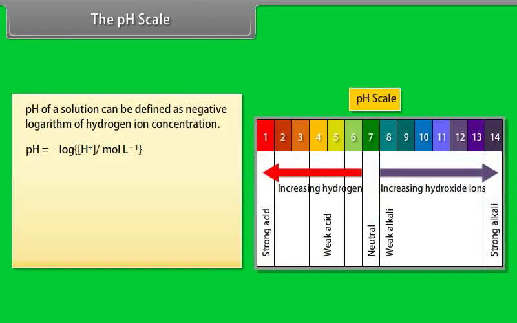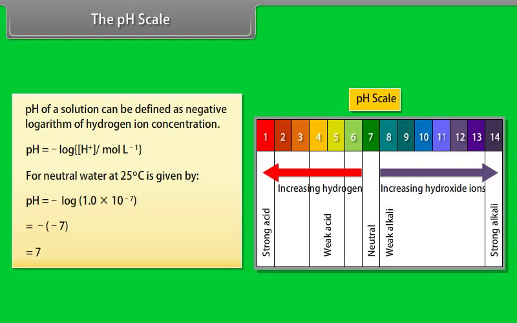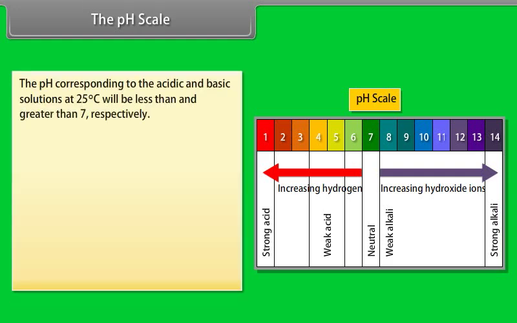The pH scale. pH of a solution can be defined as the negative logarithm of hydrogen ion concentration. For neutral water at 25 degrees Celsius, pH is equal to minus log of 1.0 into 10 raised to the power minus 7, which is equal to 7.